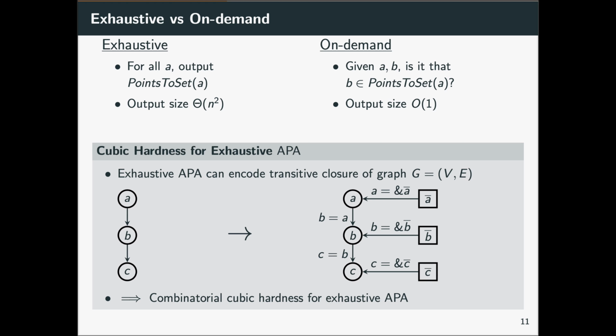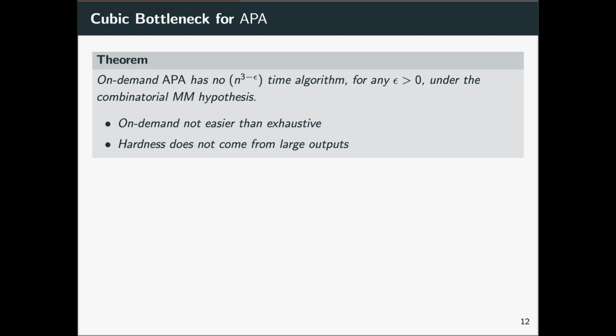We resolve this question by showing that even the on-demand analysis has a conditional cubic lower bound under standard complexity theoretic hypothesis. This tells us that in the general case, on-demand analysis is no easier than exhaustive analysis, while the hardness of the analysis does not come from the requirement to produce large outputs, as the cubic lower bound also holds when the output is just a single bit.